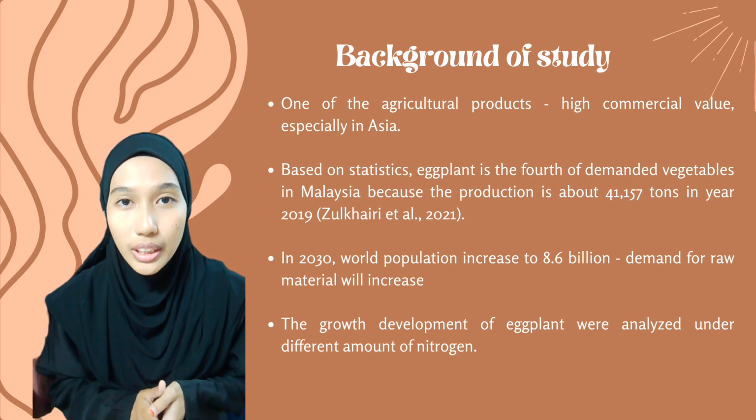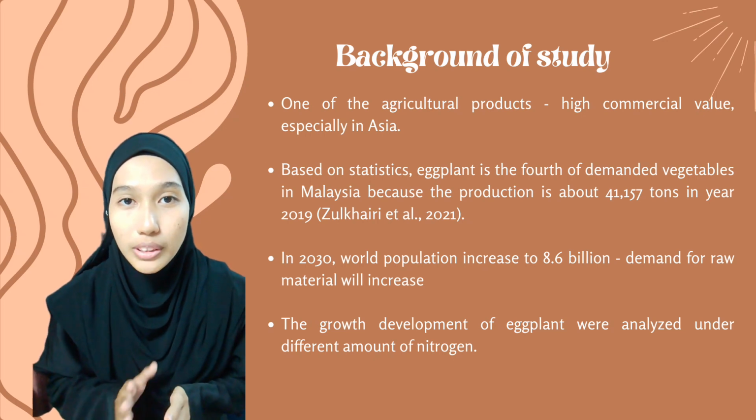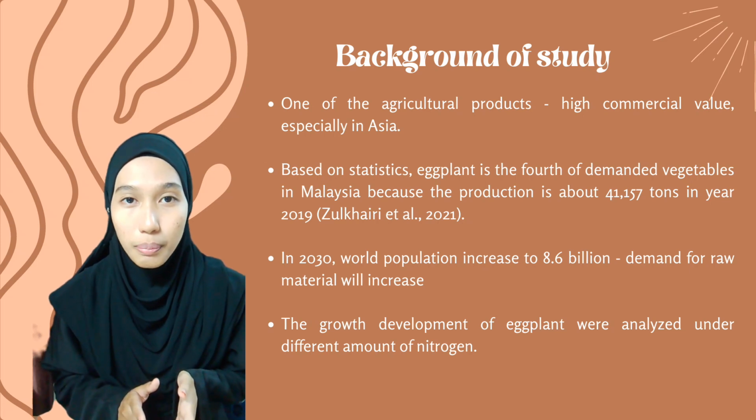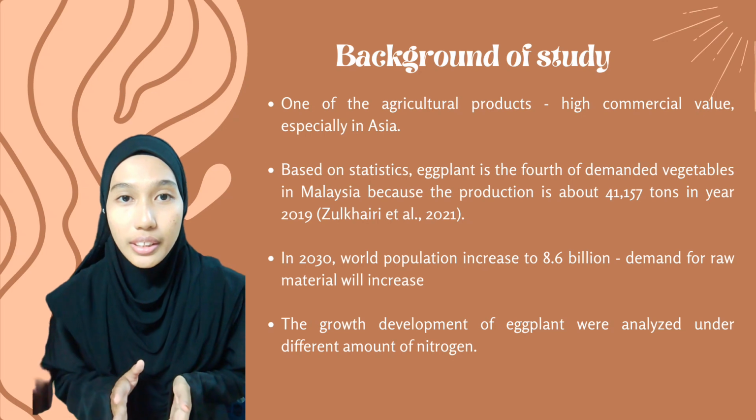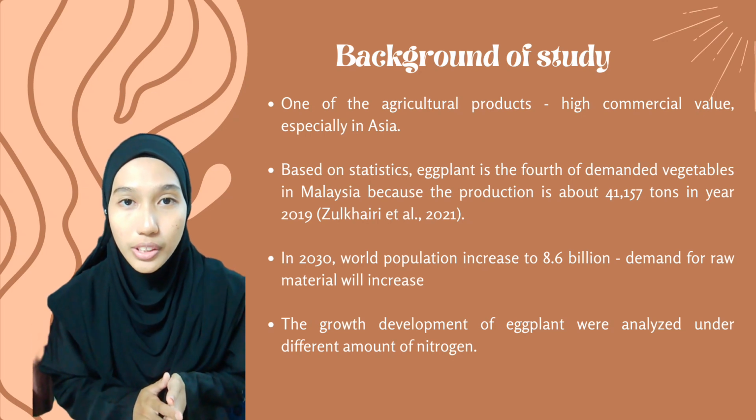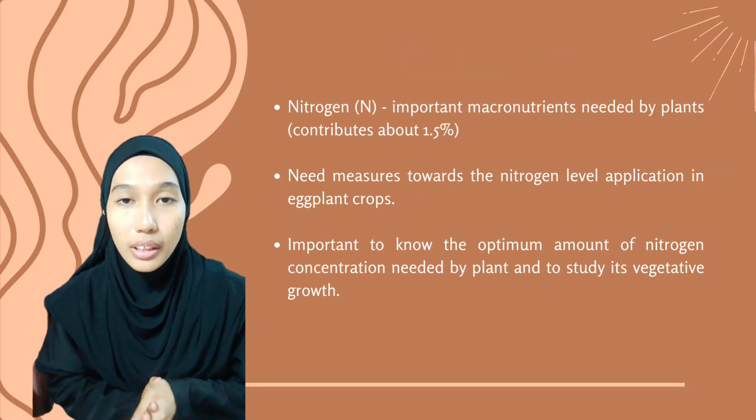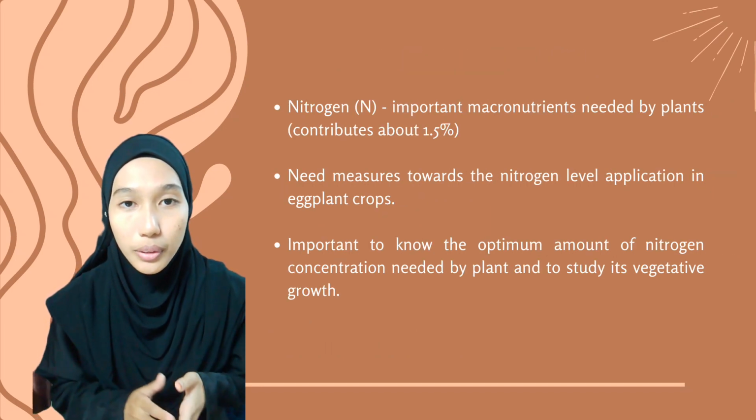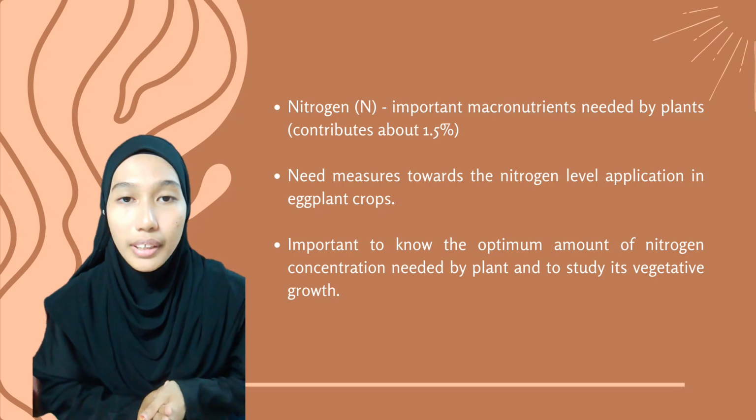In 2030, the world population is expected to increase to 8.6 billion, so demand for raw materials such as agro-based will increase too. Generally, in this study, the growth development of Solanum melongena was analysed under different amounts of nitrogen. Nitrogen was chosen because it is one of the important macronutrients needed by plants, which contributes about 1.5% to the plant.